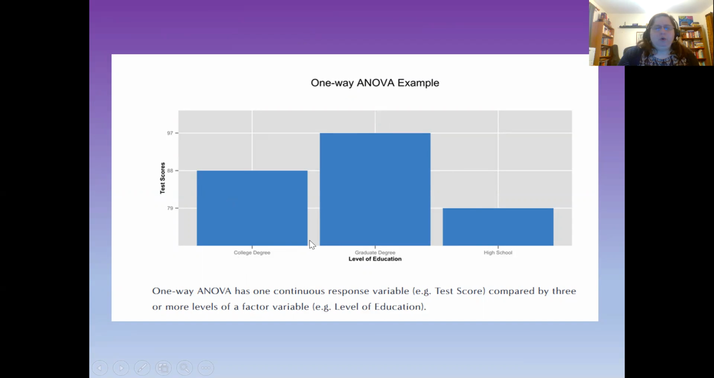I don't know why they ordered it in this way. I guess they ordered it alphabetically, college, graduate, and high school, but I probably would have ordered it slightly differently. I probably would have ordered it by level of education, because it would have made for a more interesting graph. But it's fine either way.